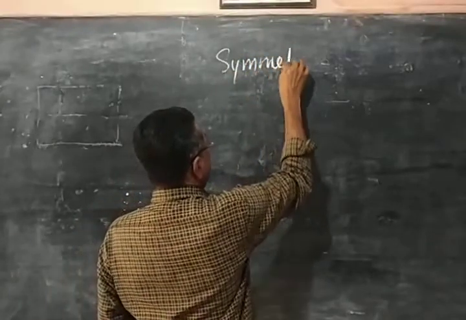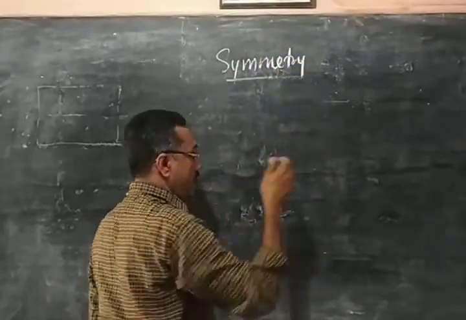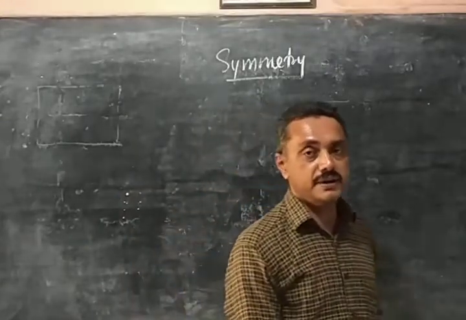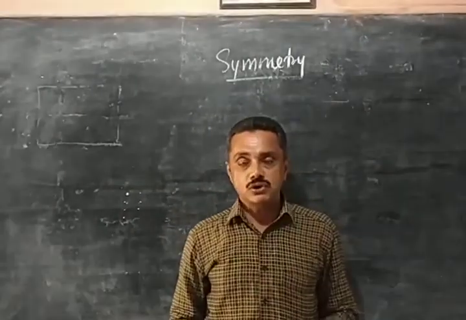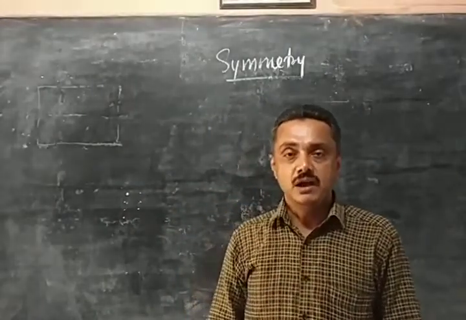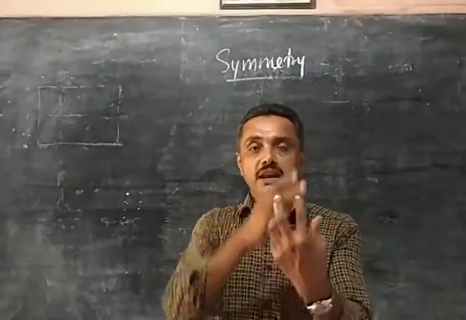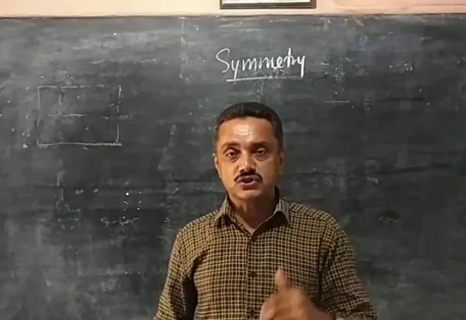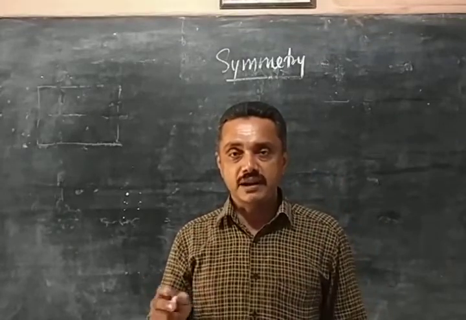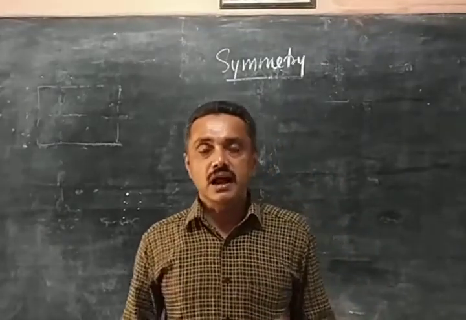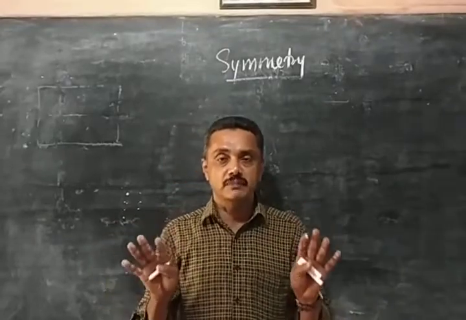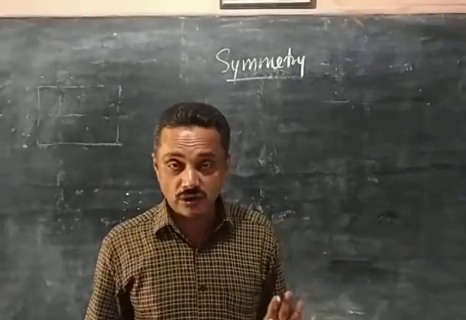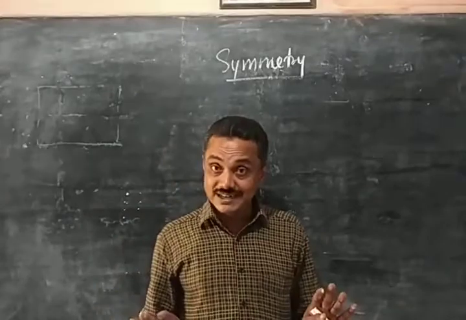Symmetry. In zoology, you might have heard about radial symmetry and bilateral symmetry. Similarly, flowers can be divided in any plane. So based on the symmetry you studied in zoology, radial symmetry and bilateral symmetry, there are three types of flowers.